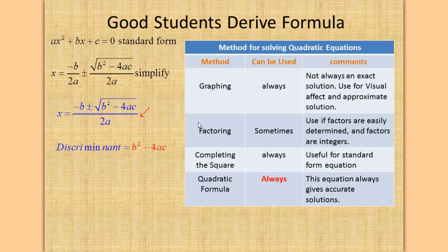Okay, methods for solving quadratic equations. You can solve quadratic equations like ax squared plus bx plus c equals 0 by graphing, factoring, completing the square, or the quadratic formula. Graphing always works, but it's useful for a visual effect and approximate solutions. Factoring, sometimes you can use it if you can determine what the factors are. The factors are usually integers. Completing the square always works and is useful for the standard form equation. And the quadratic formula is always the equation to go to. This equation always gives accurate solutions.